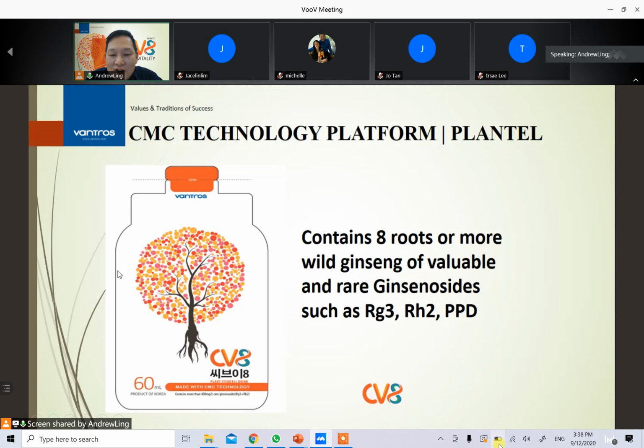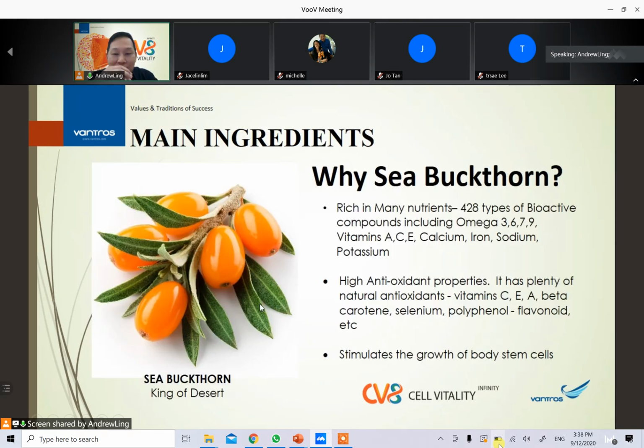But the content of the wild ginsenosides, the ginsenosides that you found inside there, is equivalent to about 8 roots or more of wild ginseng. Okay, it contains about 8 roots or more. So that is why we always advise people, whenever you drink this, make sure you drink until it's completely dry. Okay, don't waste any drops of it. Okay, these are one of the ingredients.